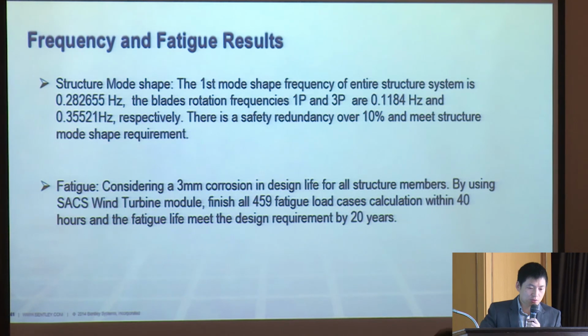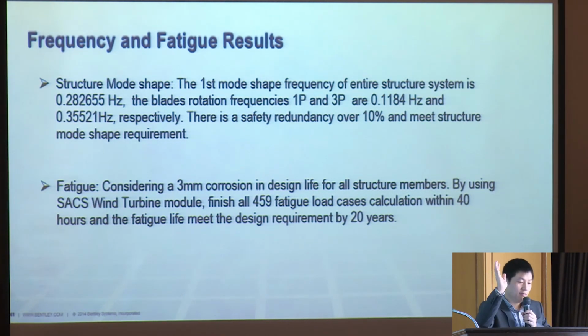The first mode shape frequency of the entire structure system is 0.28, and the blade rotation frequencies 1P and 3P are 0.11 and 0.35. 전체 스트럭처 시스템에 대한 제1 모드 쉐입 프리퀀시 같은 경우에는 0.28265 이렇게 나오고 또 블레이드 로테이션의 프리퀀시 1p와 3p 같은 경우에는 각각 0.11 그리고 0.35 이 정도 이렇게 나왔고요.